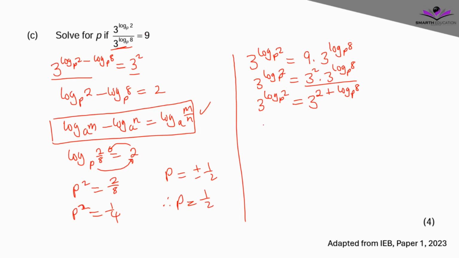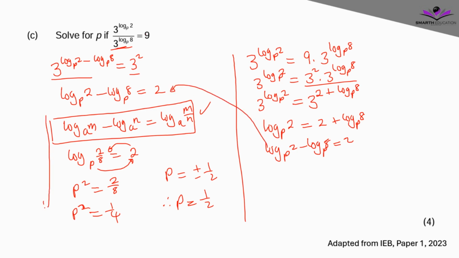We can equate the exponents. Then we have log 2 to base p is equal to 2 plus log 8 to base p. Then you subtract both sides. We have log 2 to base p minus log 8 to base p is equal to 2, which is just the same as this. And then from there, you just continue like we did here. And then you get that your p is equal to 1 over 2.